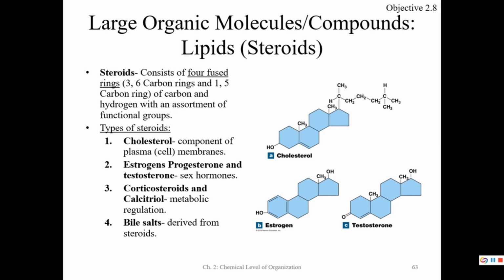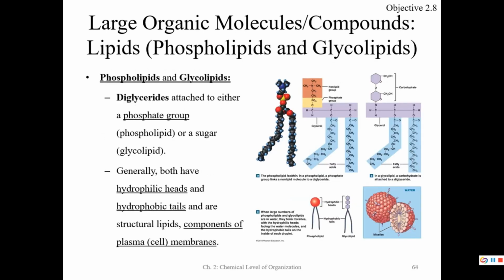Basically, if you want to lower cholesterol, what you do is eat a diet high in fiber. The fiber binds to the bile salts, and then you defecate the bile salts instead of reabsorbing them, and your body will take cholesterol from the blood to make new bile salts, and that's why eating a high fiber diet lowers your cholesterol. All right, phospholipids and glycolipids.